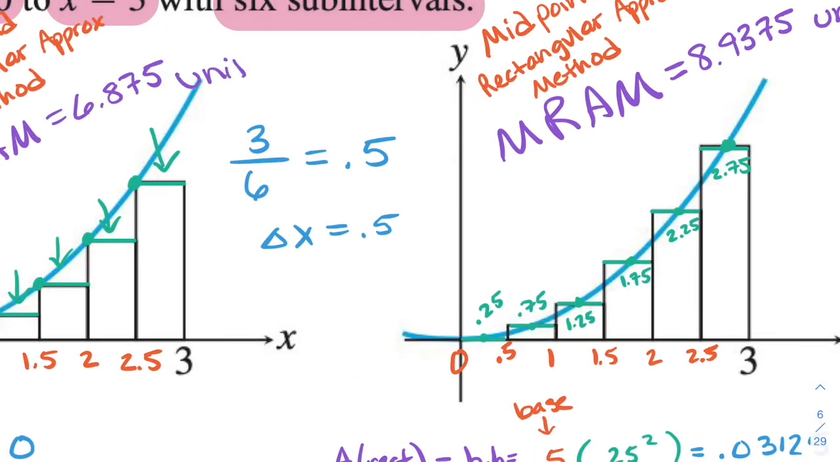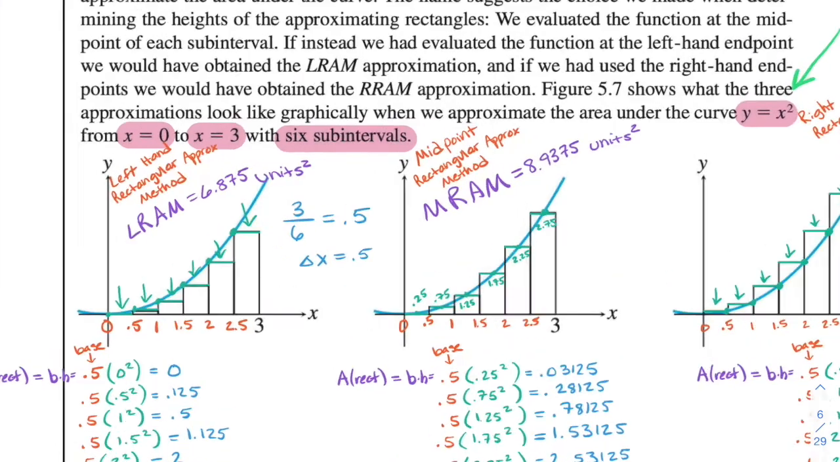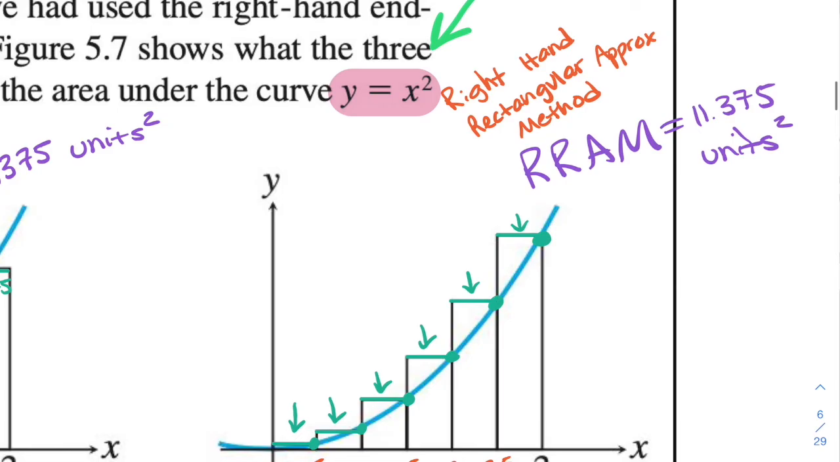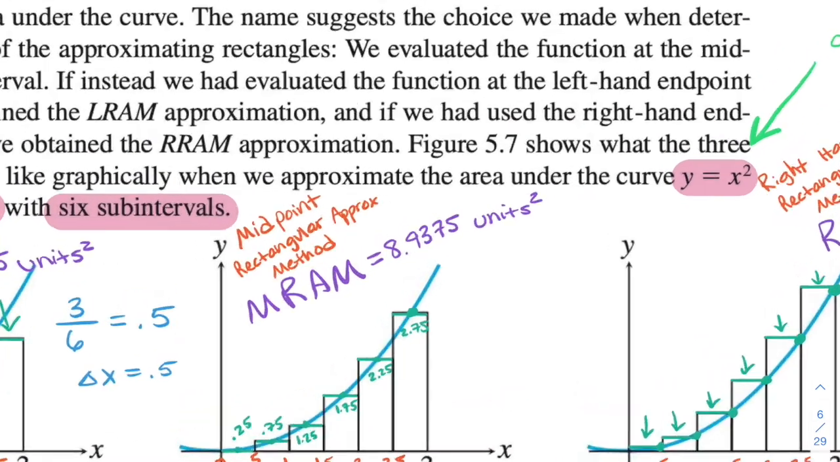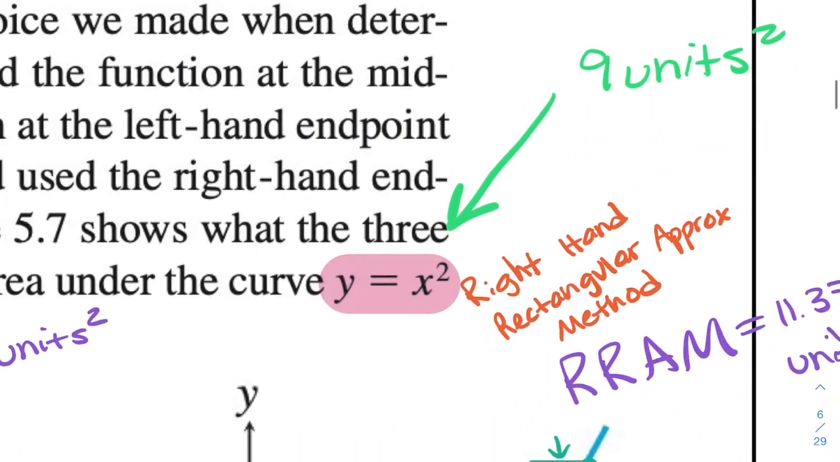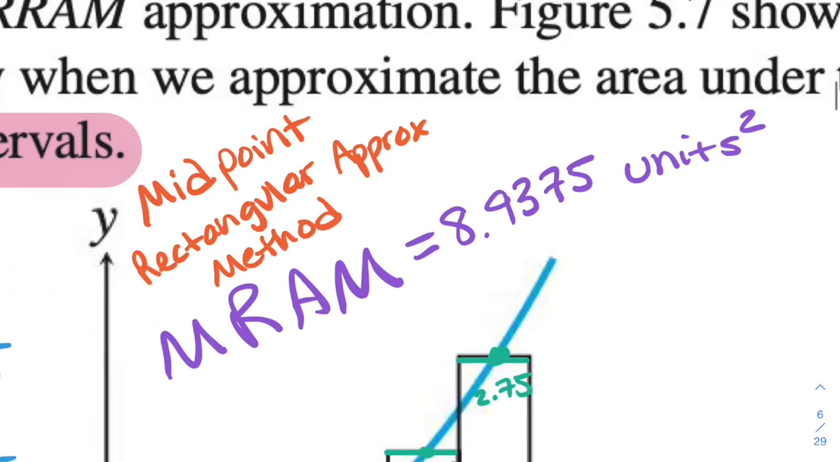So I would ask the class at this moment in time, which is your best approximation method, LRAM, MRAM, or RRAM? And you would say, I would hope MRAM, especially because you now know that the exact area is 9 units squared. And we came really, really close using MRAM. The margin of error was not that much at all.